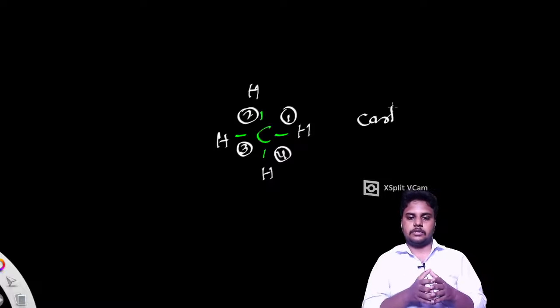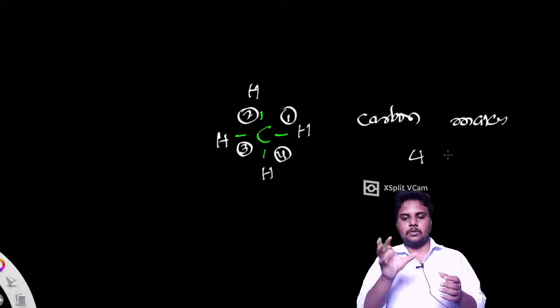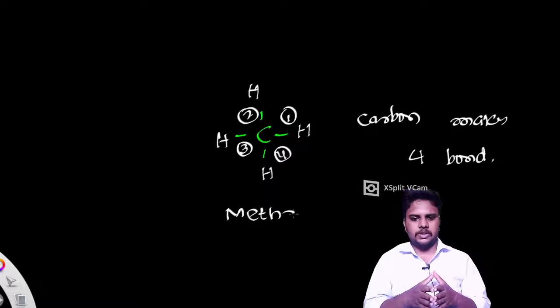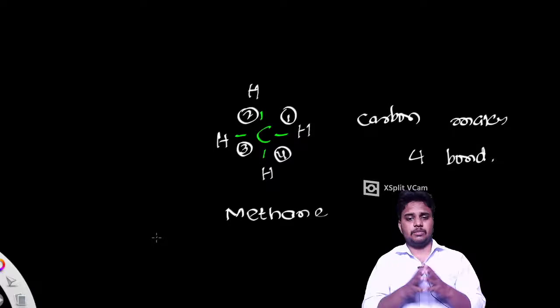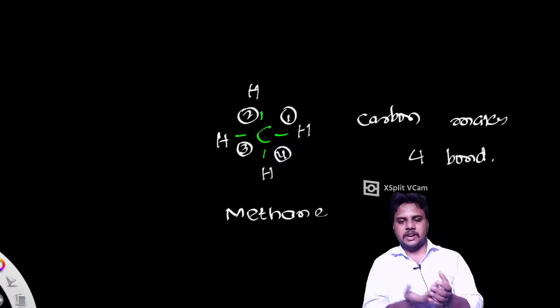So what does it mean? Carbon is making a total of 4 bonds. The type of bond that is formed here is a covalent bond, which you need to understand. The structure name is methane. Okay, so now let us understand.